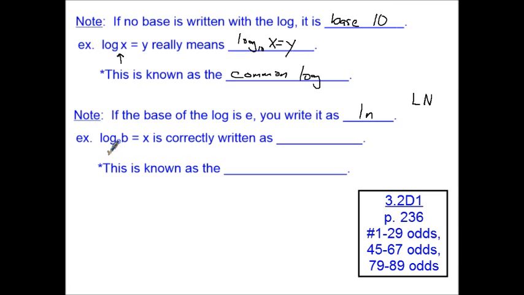So log base e of b equals x is actually something you're never going to see as a final answer. This is basically an incorrect equation because of the format. It should be correctly written as ln b equals x. So again, log base e turns into an ln, and it's understood to be a little base e right there, and this is known as the natural log.